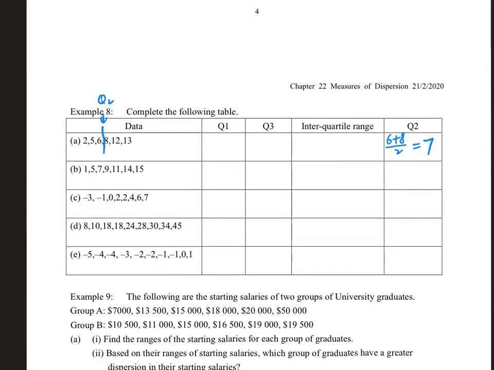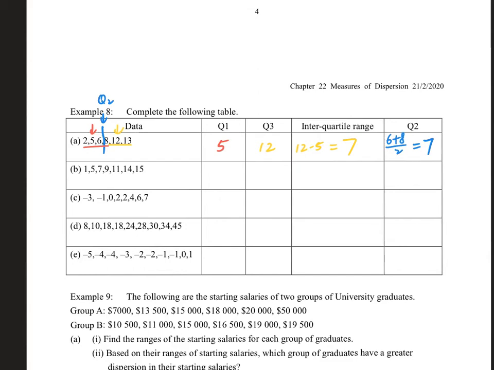7. Next, on the left there are 3 data, so the middle one will be our Q1. While on the right we have 8, 12, 13, the middle one will be Q3. So the interquartile range will be 12 minus 5, which is 7. Let's see whether you find it alright for this question.